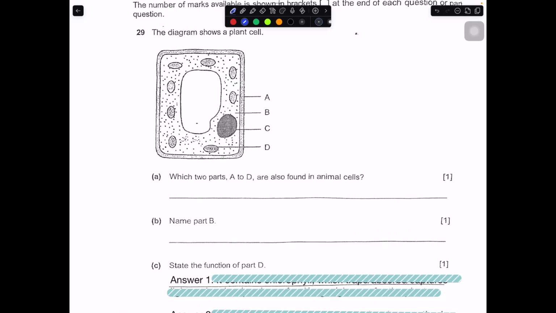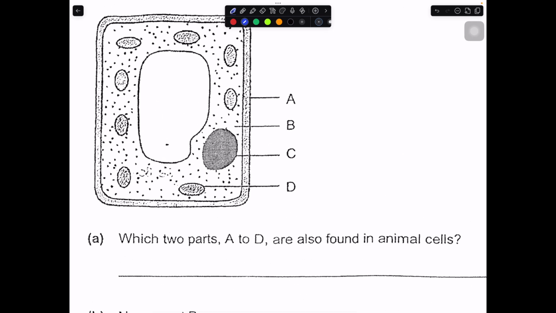So the best way to do this, right, is to label first. Okay, so you can see this one points to here, right, which is the outer boundary. So this is the cell wall. Okay, B will be this fluid filled space within the cell membrane and the nucleus. So this is actually the cytoplasm.